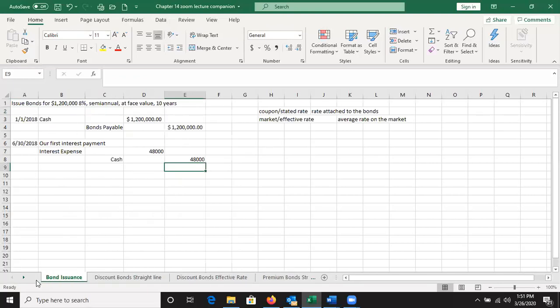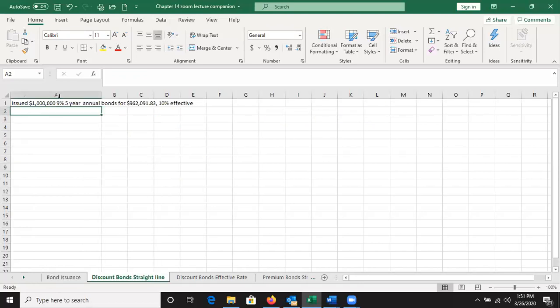When we looked at this first one over here, they were issued at face value because there was only one interest rate. But when there's multiple interest rates, they're issued at either a discount or premium. So in this case, we're actually issuing them for less than they're worth. The reason we're doing that is because customers who are buying bonds could get 10% interest out in the market, which is higher than what we are offering.